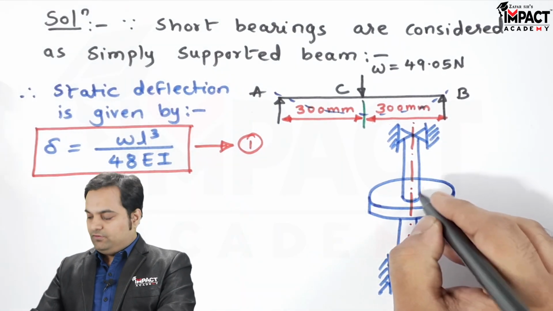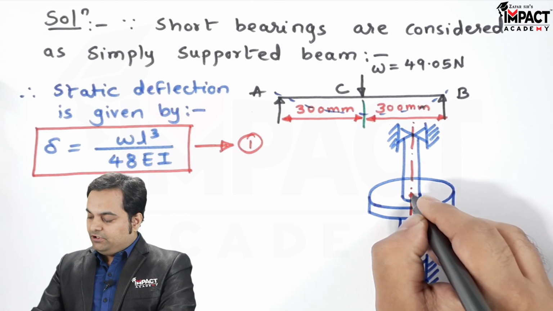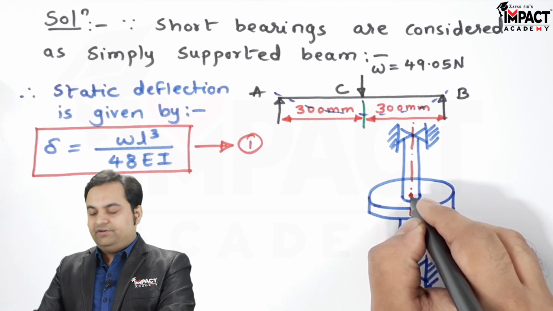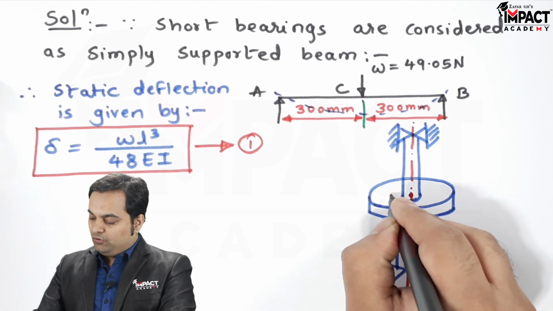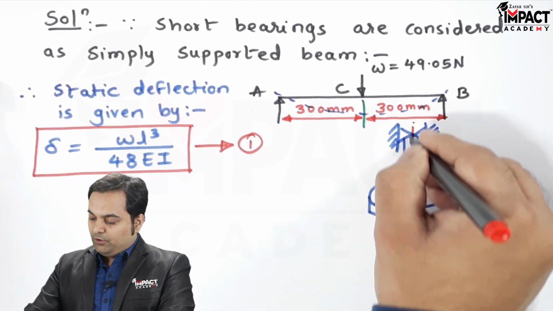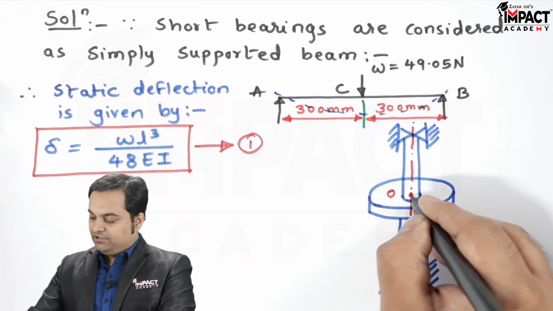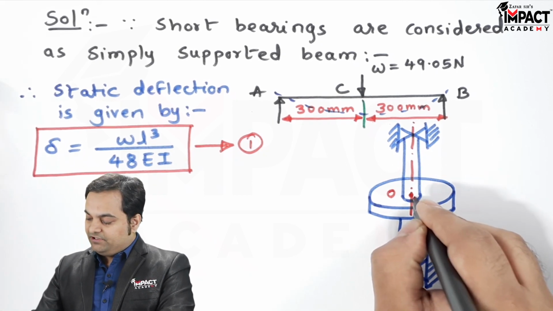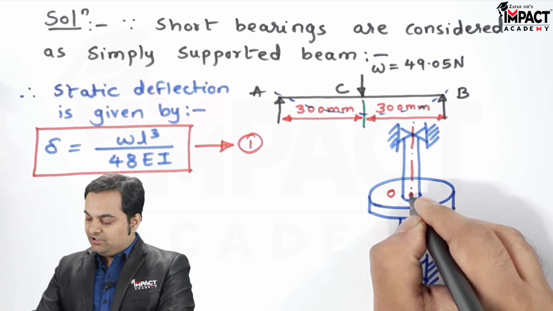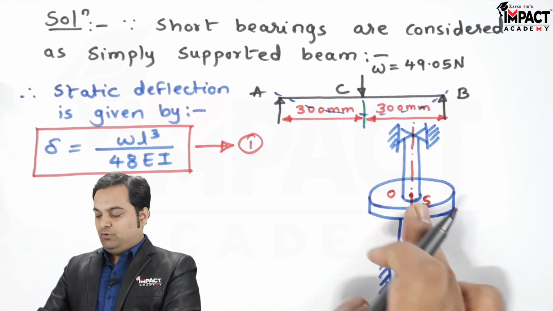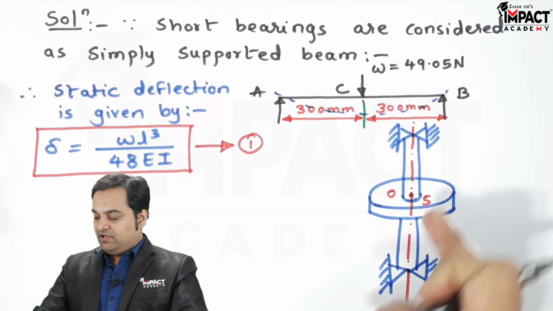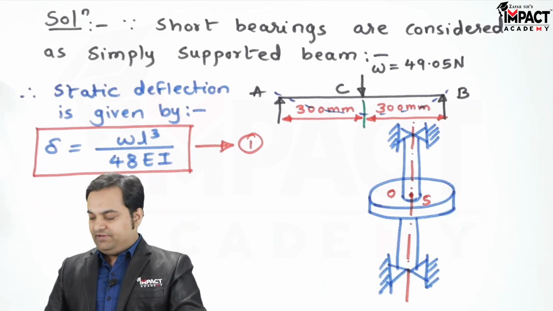Now here is the axis of the shaft. The point which is coincident with the center of the disc is denoted as O. O is the point which is there on this axis. Similarly, S is the geometric center. Here I'll mention S is the center of the disc. In this case, both the axis of the shaft and the center of the disc are coinciding.